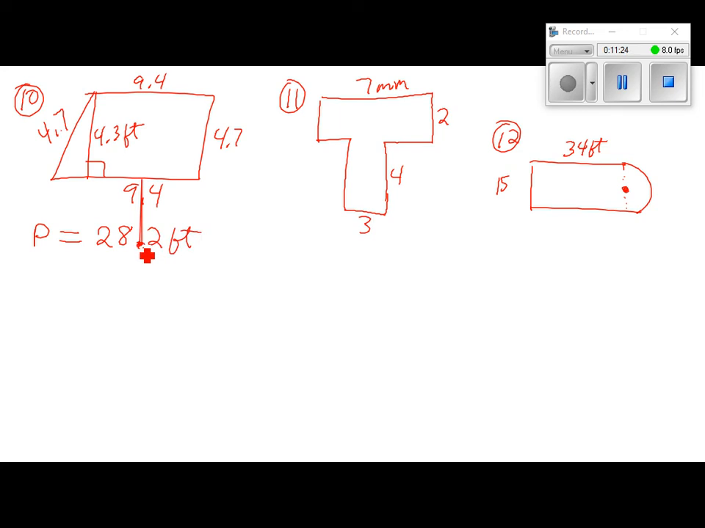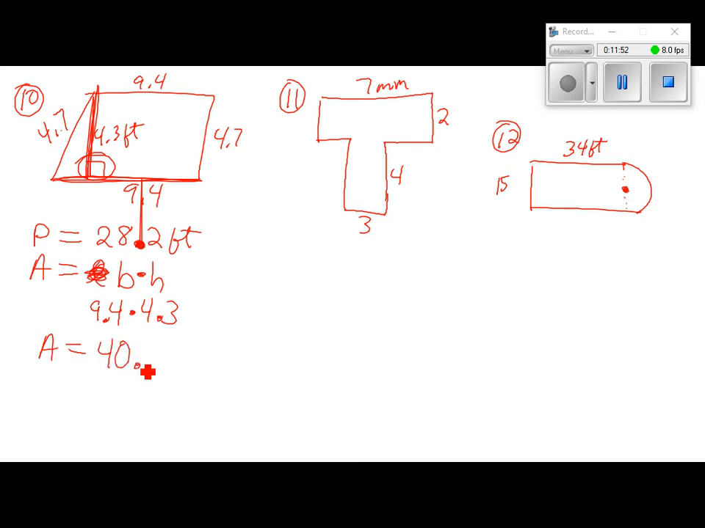That's a decimal there. And the area, formula for area of a parallelogram is base times height. Well, the base is where the right angle sits. That's this side. The height is that altitude right there. So we just do 9.4 times 4.3. Multiply those together on your calculator and you end up with 40.4 feet squared.